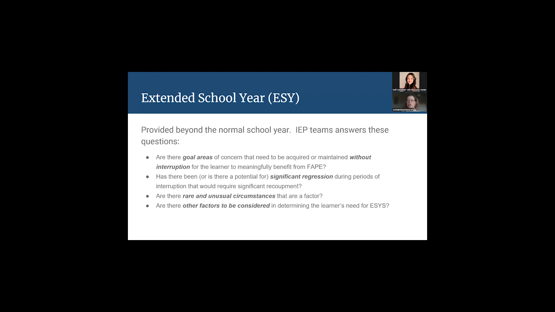Secondly, has there been or is there potential for significant regression during periods of interruption? This might be really clear. You might see that when your child came back from summer break, it took a really long time, like even more time than is expected of a learner to get back to where they were at the last of the school year.